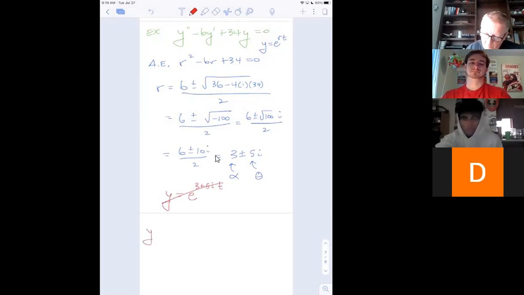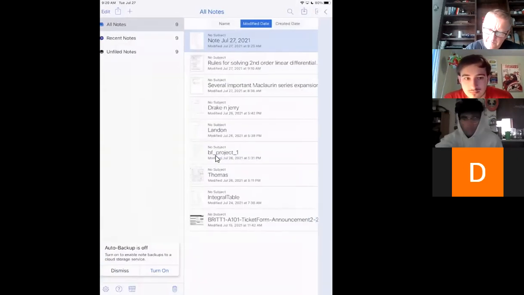Let's write it this way. Y equals a constant times e to the, we got to get this right. It's the 3 that goes with e. And let's see, is this one sine or cosine? I can't remember. Is it sine or cosine? Cosine.